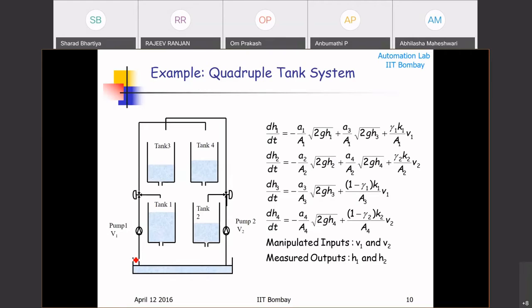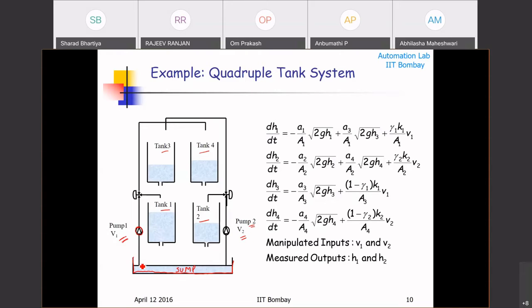So this is a tank, and this tank has water in it. This is a sump, so I'll call this a water sump. And there are four tanks as shown over here: tank 1, tank 2, tank 3, and tank 4. So you have a pump. This is a variable speed pump, pump 1, which you've given a voltage V1. This is pump 2, to which you have given a voltage V2.